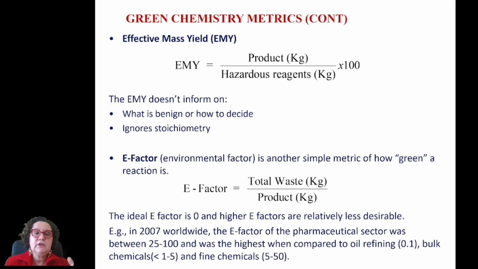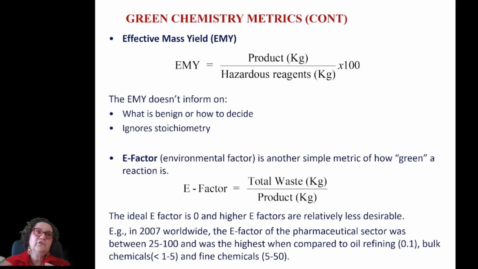This doesn't look at the stoichiometry of the reaction. It just tells you, okay, you have started with this many kilograms of reagents. Of those reagents, these ones are considered hazardous, and this is how many kilos you have used of them, and this is how many kilos of products you have produced.